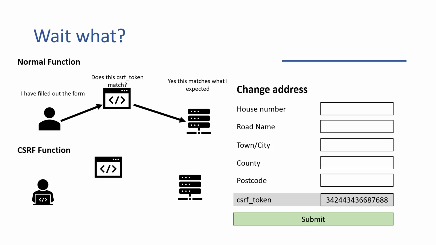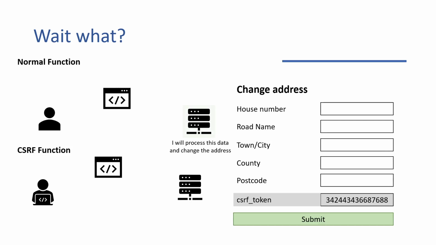So when the user fills out the form, the web browser asks if the CSRF token matches, and the web browser confirms it. So the web browser will then process the data and change the address dutifully. So what about if you've got a malicious user?